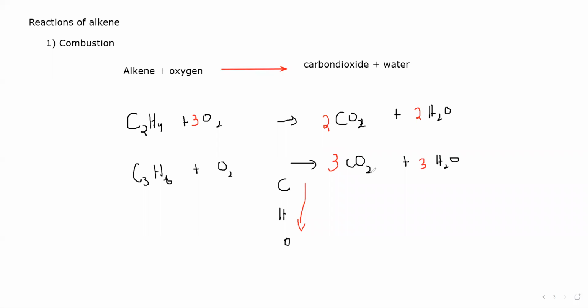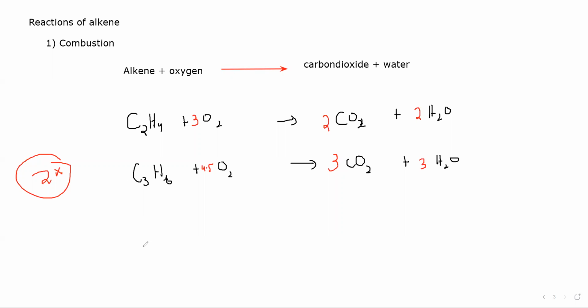What about oxygen? 3 multiplied by 2, that is 6, plus 3, 9. So what number should I place here to get 9 oxygen? What should be the number before O2 to make it 9? That's 4.5. So 4.5 oxygen, 4.5 into 2 will make 9. But whenever you are using a decimal to balance the equation, you'll multiply all of them by 2.